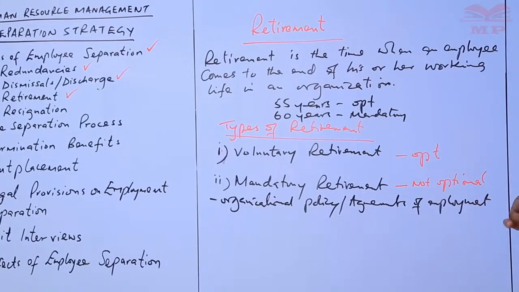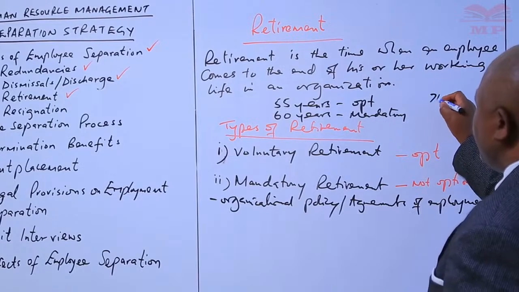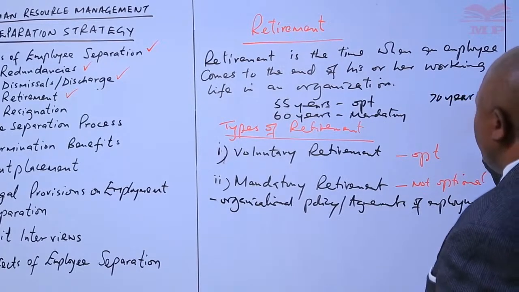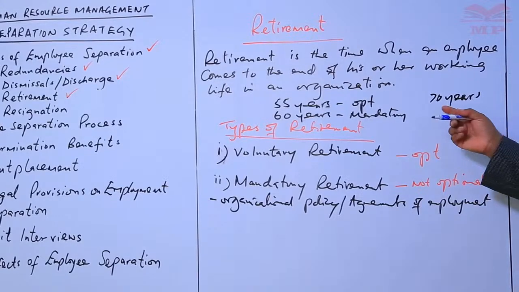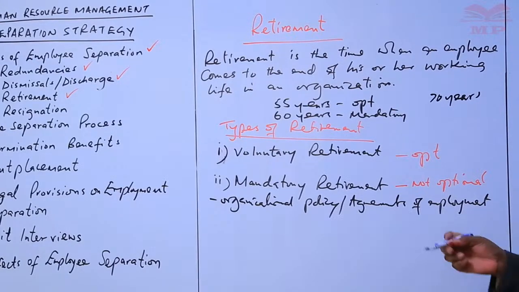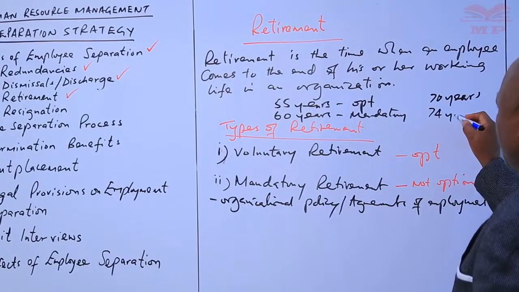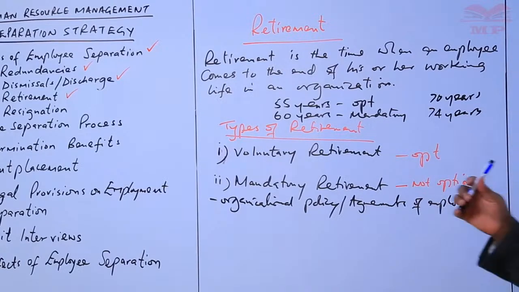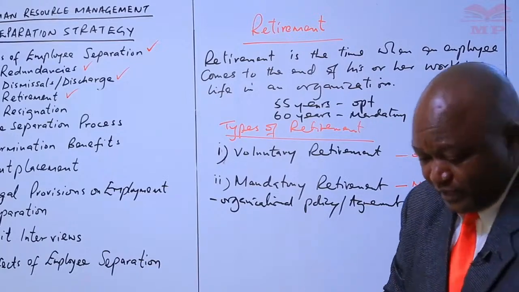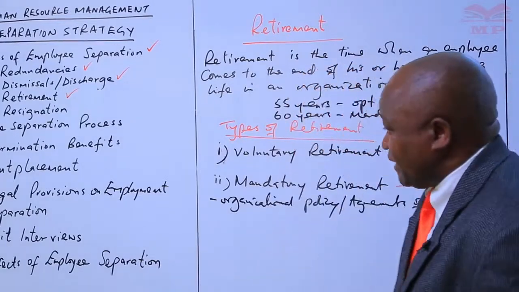So again, different levels, different ages of retirement exist. Some organizations may even have, say, 70 years, like those associated with the judiciary. Judicial officers in a particular category may retire at the age of 70. There are also organizations where it is 74 years. So this again depends on the terms and conditions, organizational policy, or the legal framework within that particular context.